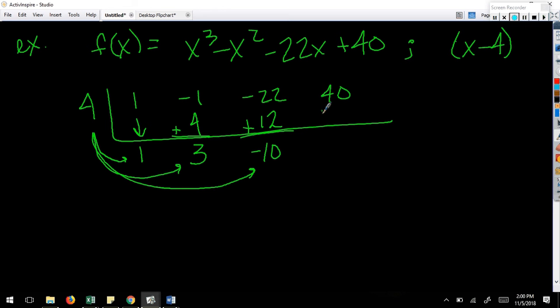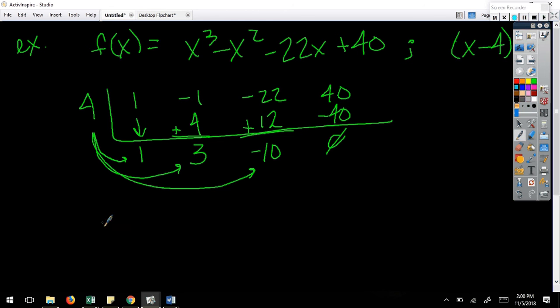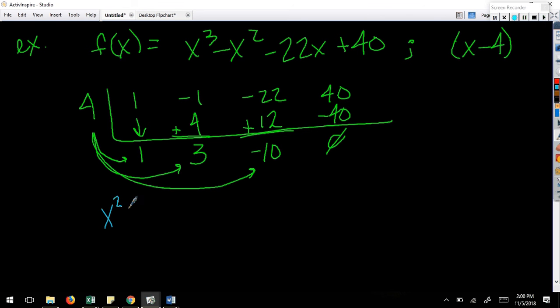Yeah, 40. All right. How do I know that I have done it correctly? No remainder. Okay. X squared. So, write it now as a multiplication problem. X squared. That's so far. X squared. What part, John?